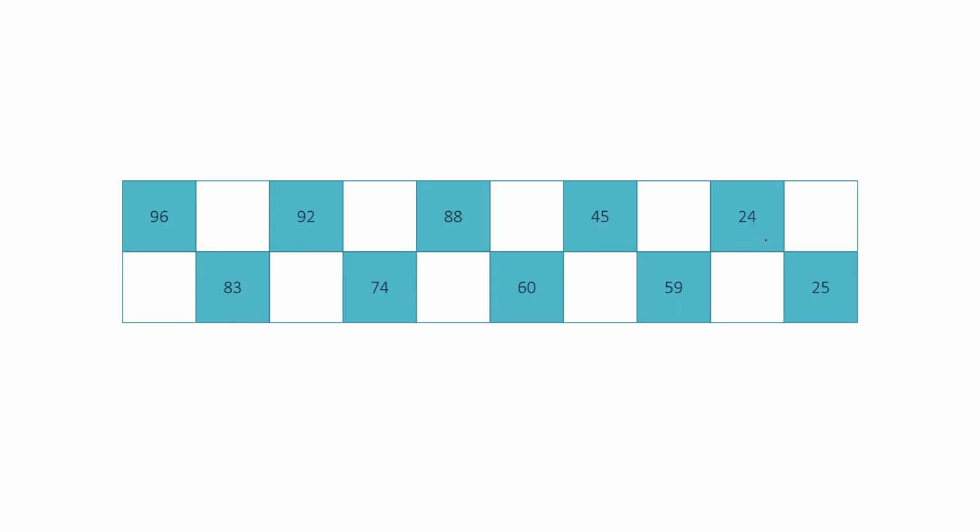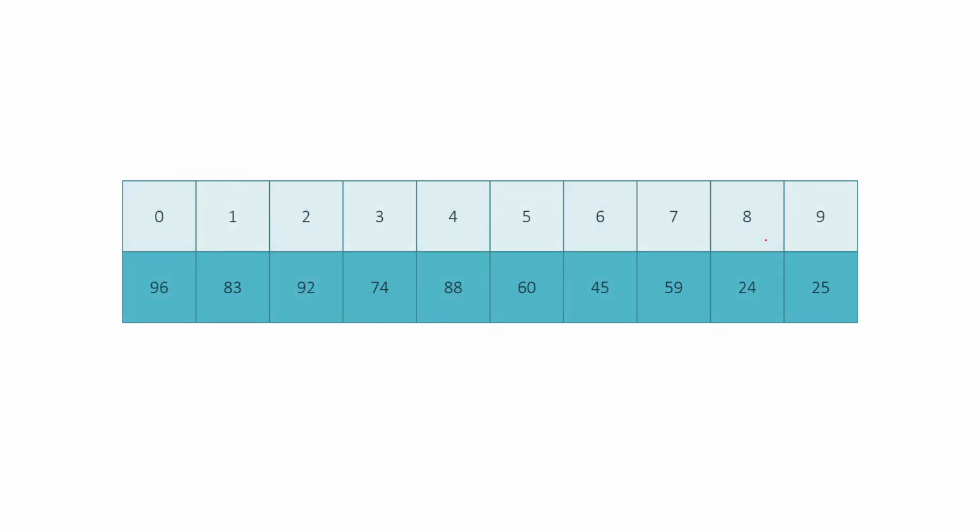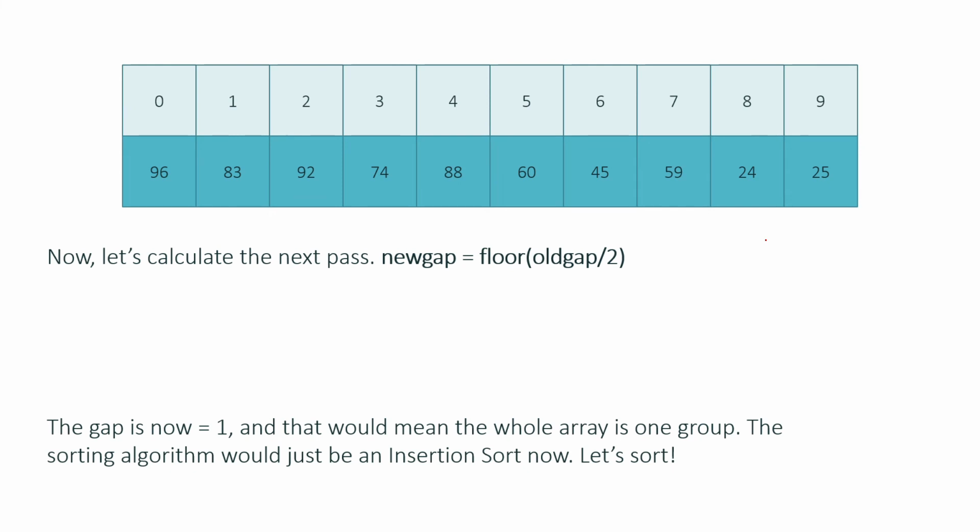25 is not greater than 59, so it is now sorted. 60 is greater than 25, so it swaps places. 60 is also greater than 59, so it swaps places. But 60 is not greater than 74, so it is now sorted. Both groups are now sorted. Let's merge them together. Now let's calculate the next pass.